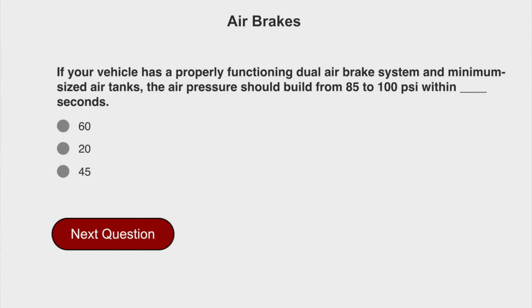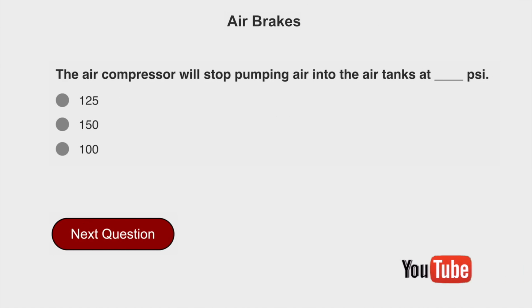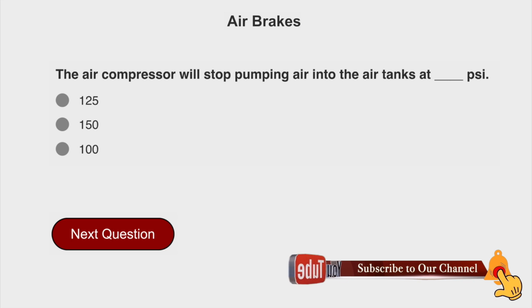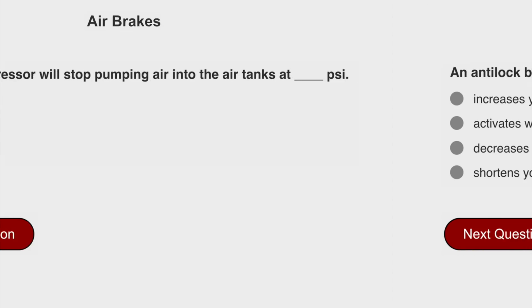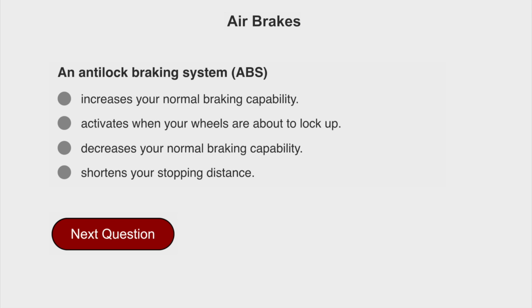If your vehicle has a properly functioning dual air brake system and minimum sized air tanks, the air pressure should build from 85 to 100 psi within blank seconds. 45 seconds. The air compressor will stop pumping air into the air tanks at blank psi. 125 psi. An anti-lock braking system or ABS system activates when your wheels are about to lock up.